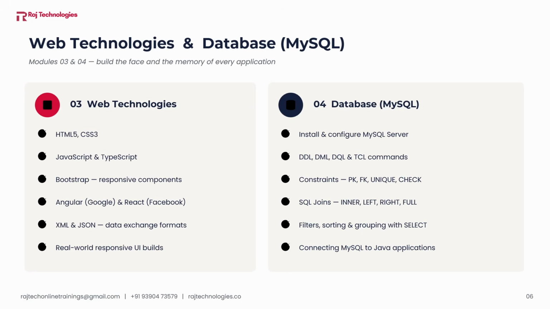And module 4, database concepts using MySQL. Here we'll be understanding how to install and configure MySQL server on our operating system. We'll be learning the commands like DDL, DML, DQL and TCL commands. We understand about the constraints like primary key, foreign key, unique and check. We go with the SQL joins like inner join, left outer join, right outer join and full joins.